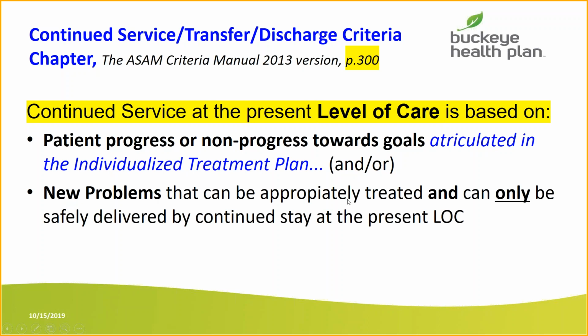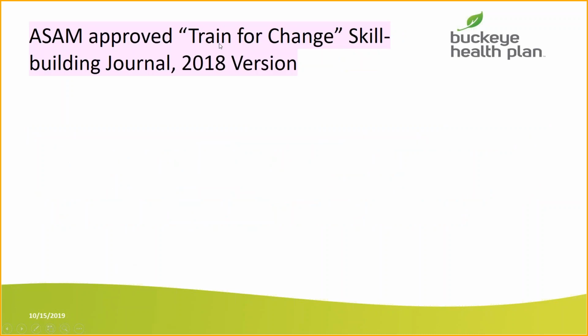It says new problems that can be appropriately treated and can only be safely treated at this level of care. So if the patient is making progress, if the patient is not making progress, or there are new problems or exacerbation of old problems that can only be delivered safely at this level of care, those are the things you use to determine continued stay or continued service.